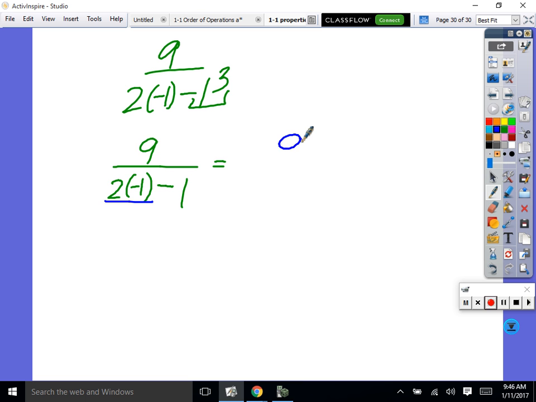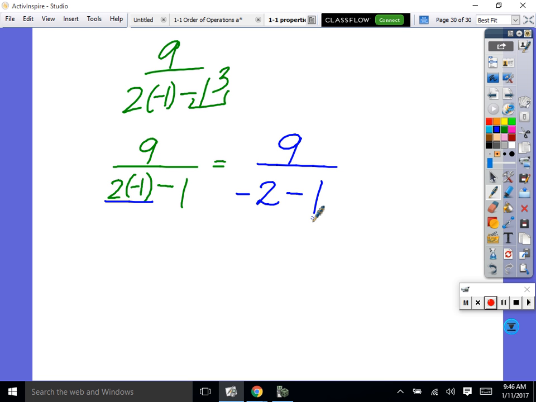So we have 9. Rewriting the problem. 9 over negative 2 minus 1. Now this one is almost kind of like a trick question because here's the thing. A lot of people say, well, division comes next. But do you see how negative 2 and minus 1 is all on the bottom? We've got to simplify the bottom and simplify the top first and then divide. So we wouldn't divide next because isn't 9 divided by both of those? So we've got to just take care of this bottom first. Does that make sense a little bit?